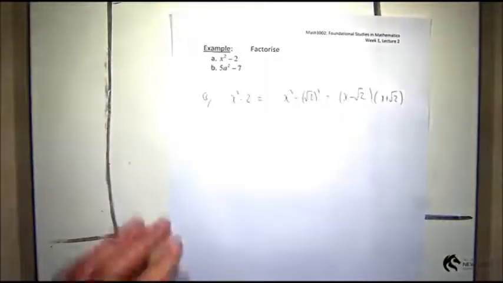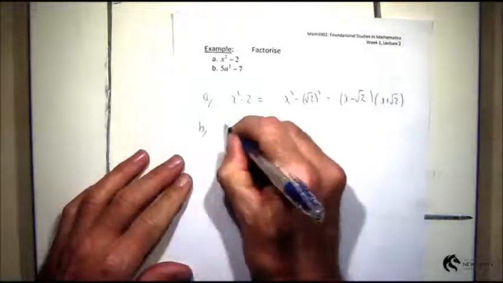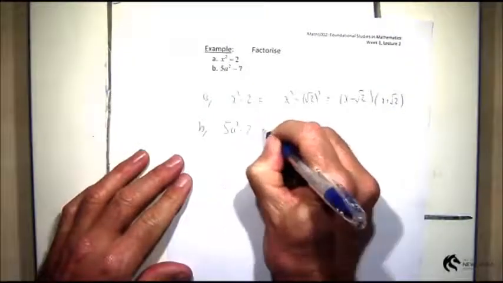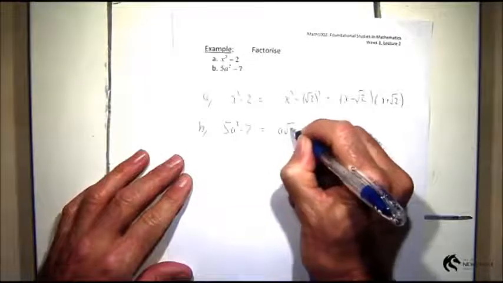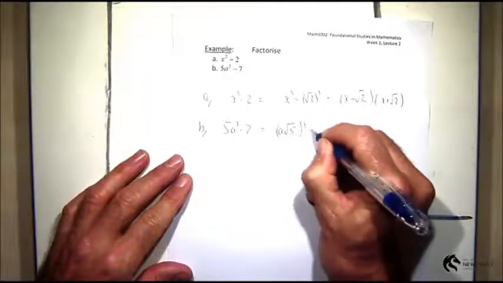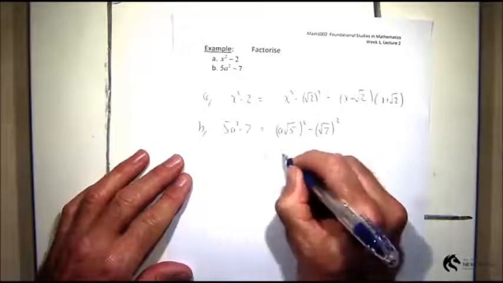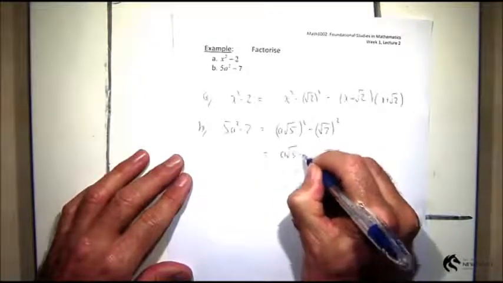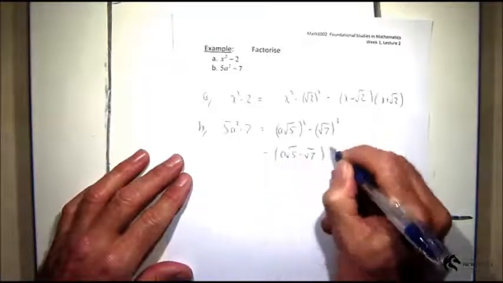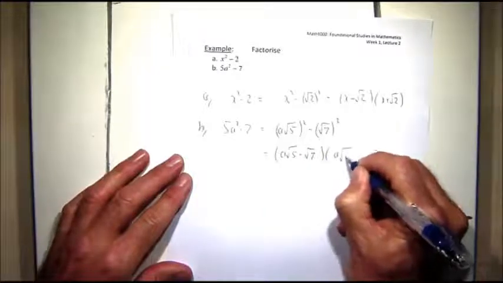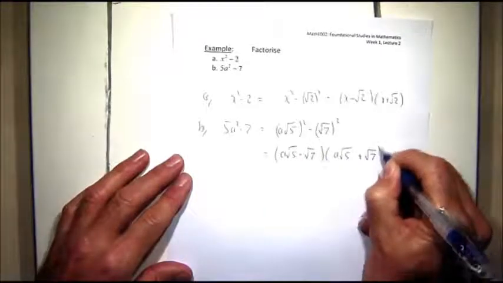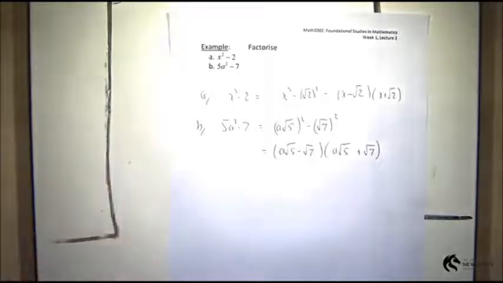And likewise with the second one. 5a squared minus 7, you could write as a root 5 all squared minus the square root of 7 all squared. So you have a root 5 minus root 7 times a root 5 plus the square root of 7. They're not very simple, but it does allow us to actually factorise some expressions.